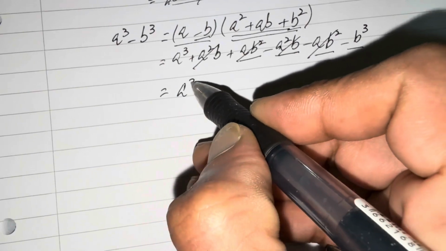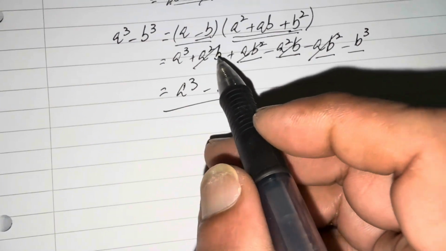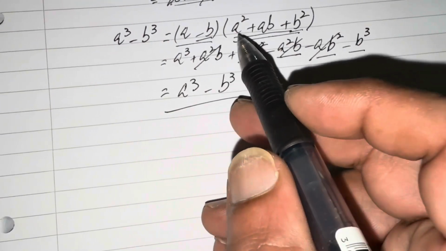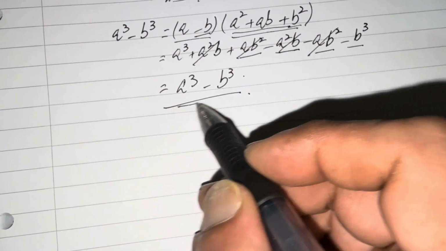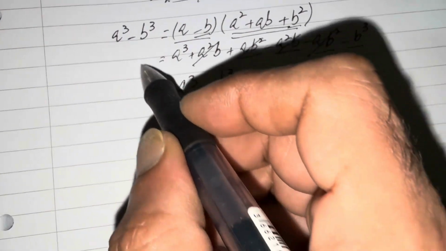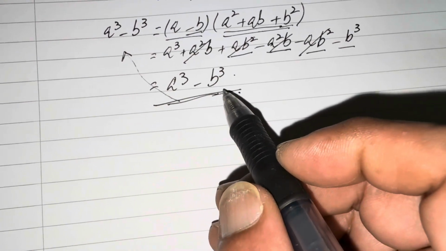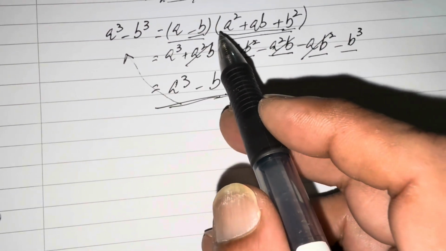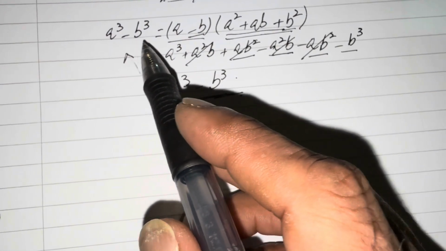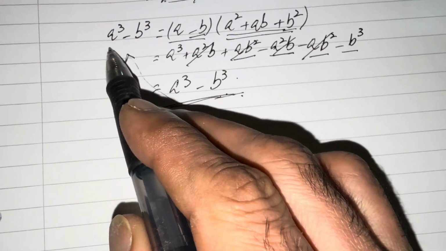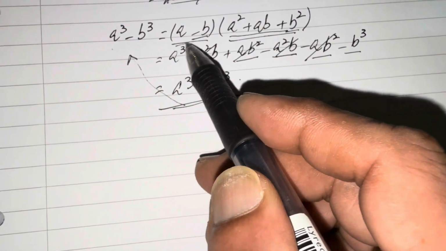So A cube minus B cube. So you can see that we started with the right hand side to simplify the formula, then the answer becomes A cube minus B cube, which is equal to the left hand side. So that's the simplest, easiest way that you can prove the formula, that it is possible to write down the left hand side into the right hand side.